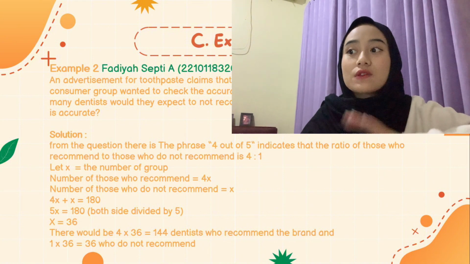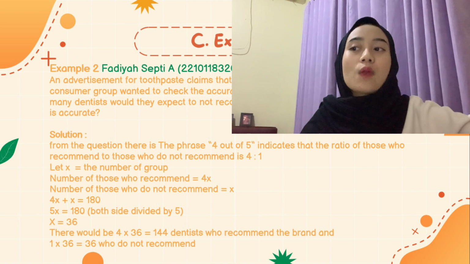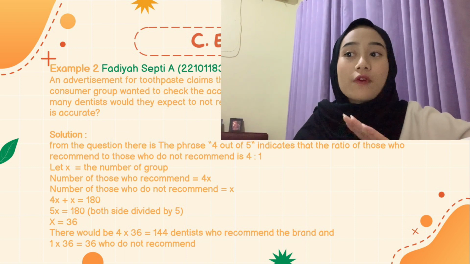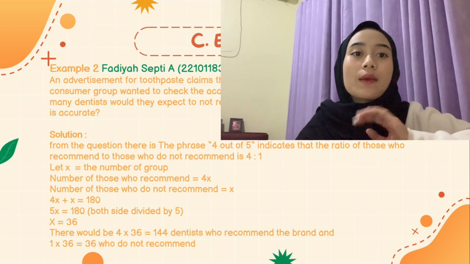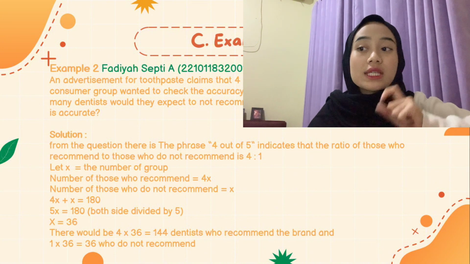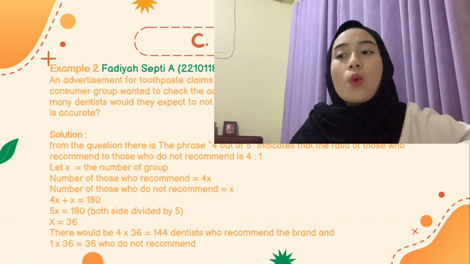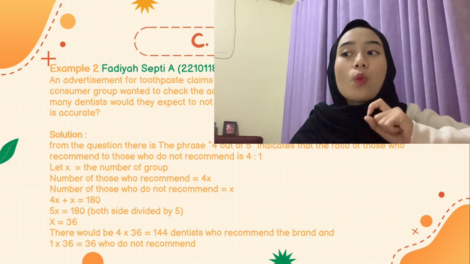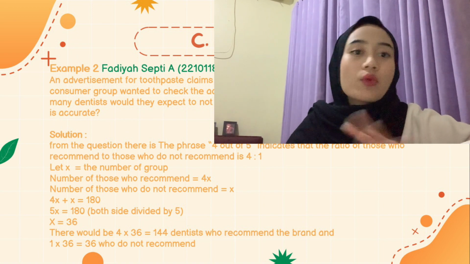4x plus x is 5x, so 5x is 180 and both sides divided by 5. So 5x divided by 5 is x and 180 divided by 5 is 36. There would be 4 times 36 equals 144, so 144 dentists who recommend the brand, and 1 times 36 equals 36 who don't recommend it.